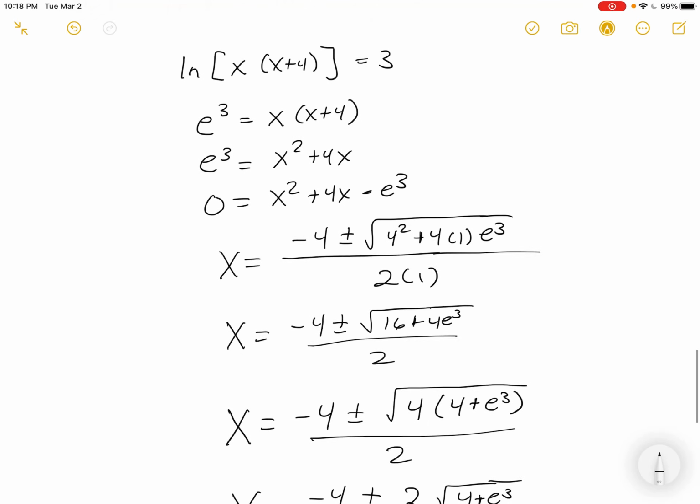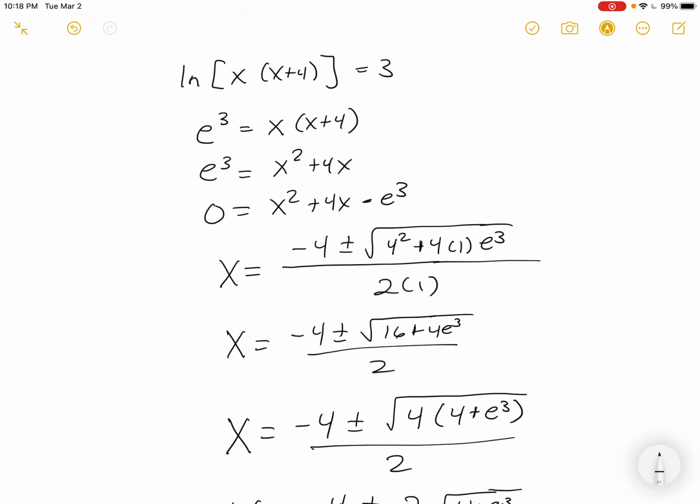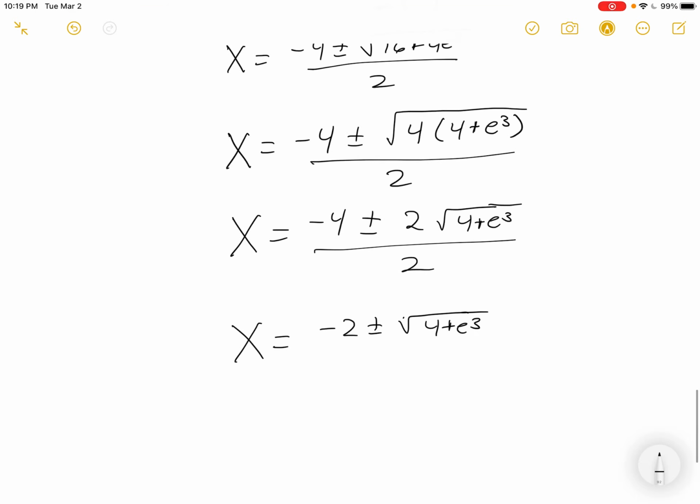But if they did, if for some reason it was a negative, if that e was positive somehow, making that move over a positive. So if this e was negative and I brought it over as a positive, we wouldn't have had any solutions. But 4 plus e to the cubed is definitely a positive number. But it's definitely -2 minus that is going to be a really big negative number. So that one's out. The only answer they're going to put in the back is -2 plus the square root of 4 plus e cubed.